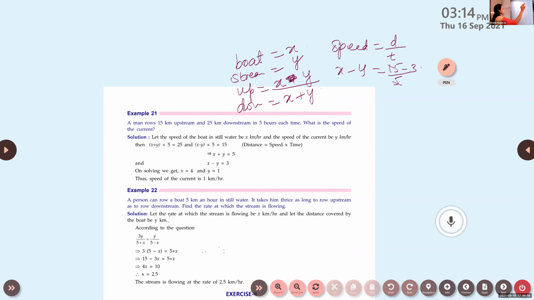And what is the downstream speed? x plus y is equal to, let's say, 25 kilometers in 5 hours. Again, if you cancel, we'll get two equations: x plus y is 5 and x minus y is equal to 3. Solve these two equations and find what is x, what is y.